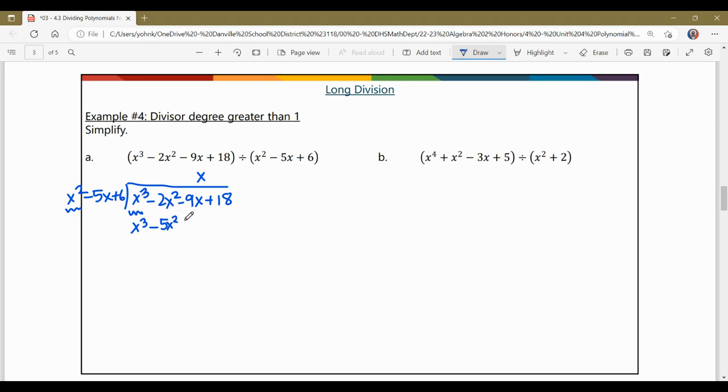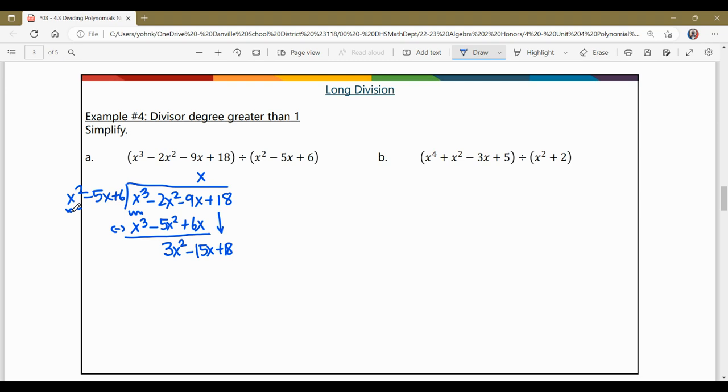X times 6 is 6x. Draw your line and subtract. X cubed minus x cubed is 0. Negative 2x squared minus a negative 5x squared is 3x squared. Negative 9x minus 6x is negative 15x. Bring down the plus 18.